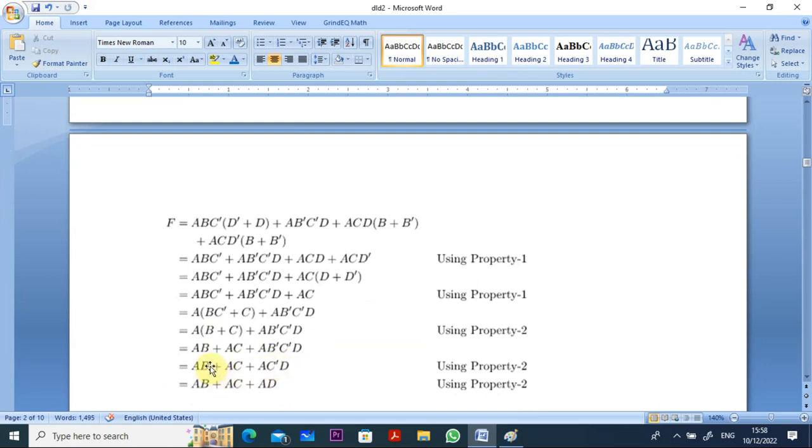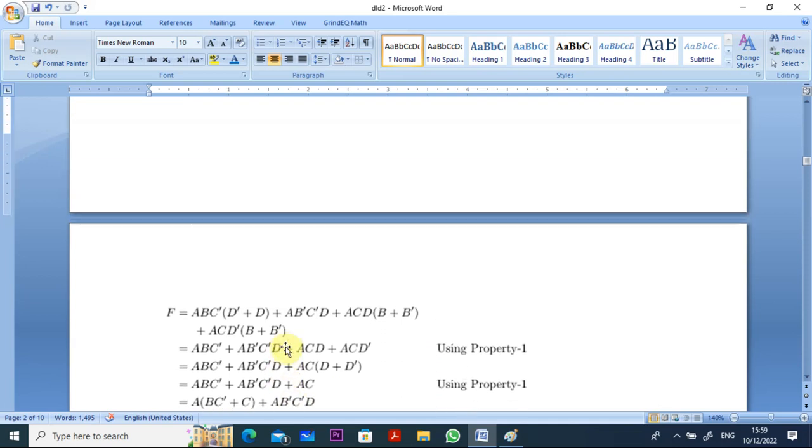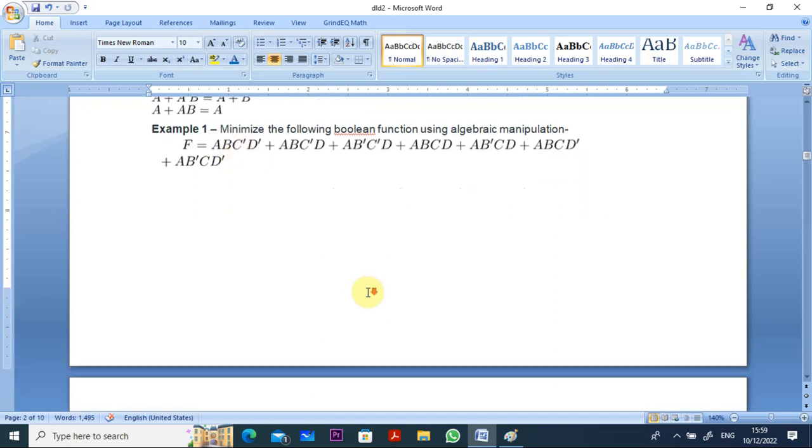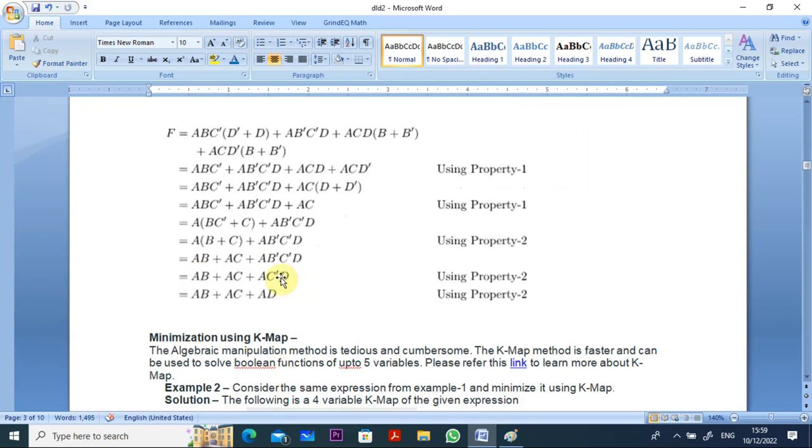Now we are going for, so again using some property, this also we can minimize to these things. Finally, it is coming AB plus AC plus AD. You get it now? Now, what are the minimizing function we are giving? The entire thing is minimized to this one.